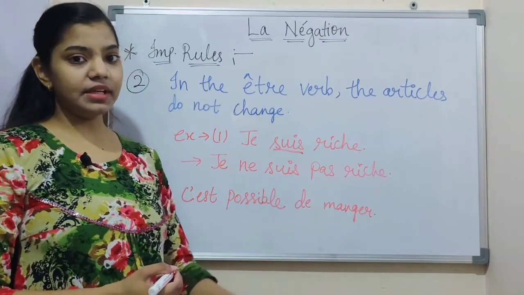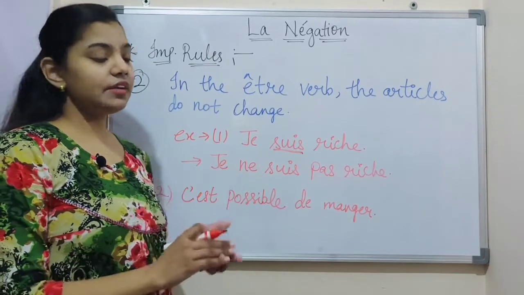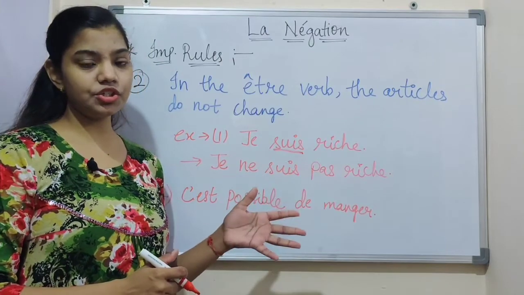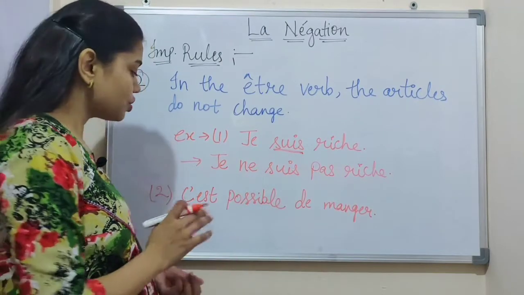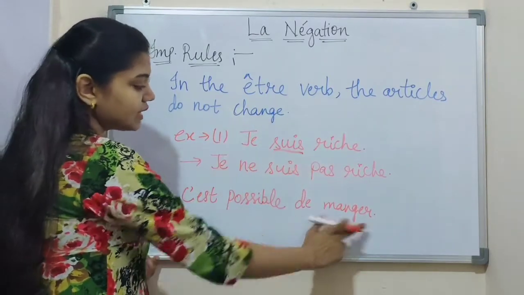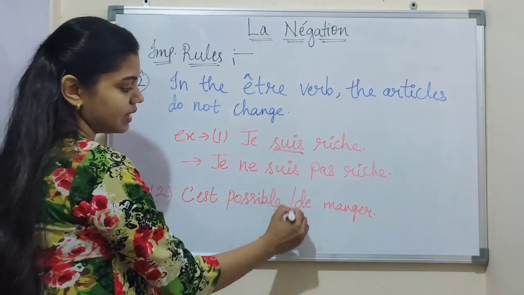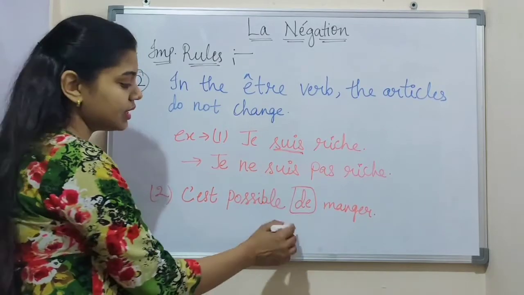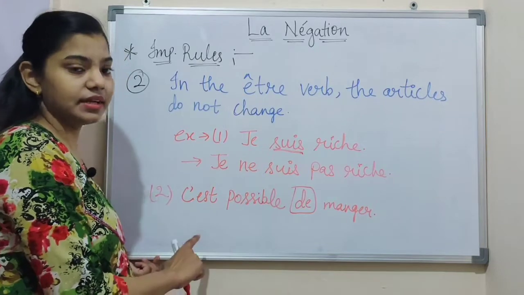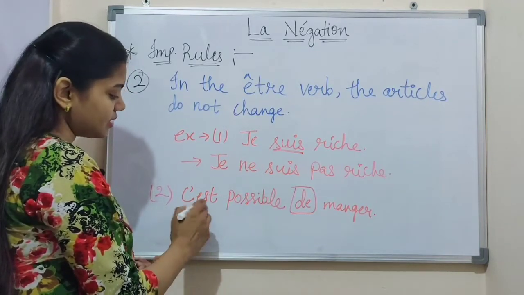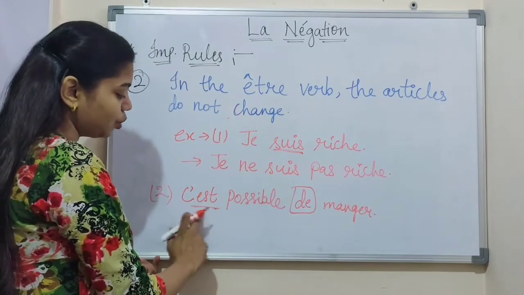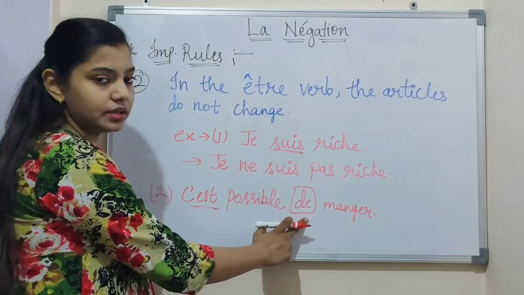So how do we make it negative? The negative is: it is not possible to eat. Simple. Okay, as in English, it is not possible to eat. So here the articles do not change. In this sentence, what is the article? The article is "le" (in c'est, ce), which is a positive article. So it is not changed in this sentence because the verb is être. Okay, according to this rule, we do not change any article in this sentence.